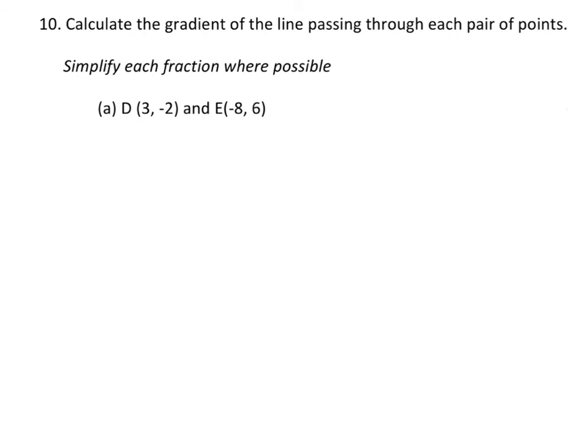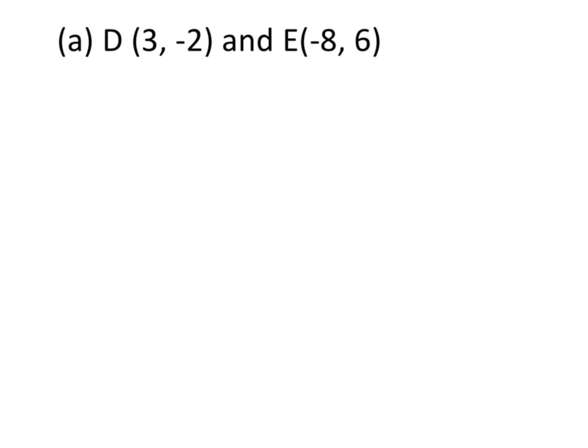This is question number 10 in the calculator section. We're asked to calculate the gradient of the line passing through each pair of points. Simplify each fraction where possible. So first of all, in part A, we have the points D and E. Let's make this a little bit bigger.